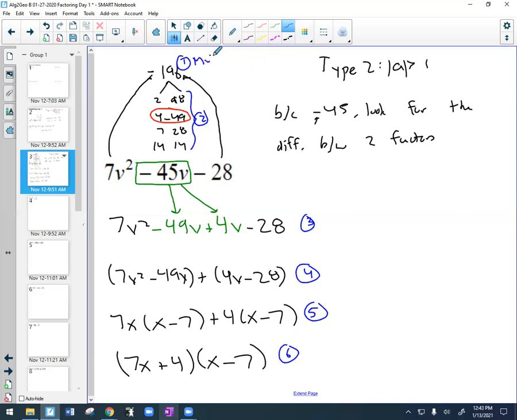So this is like a multiplying step. This is like a factoring, finding factors step. This step is just rewriting. This step is grouping. These steps are both factoring. So that's how we do the type 1 and the type 2.